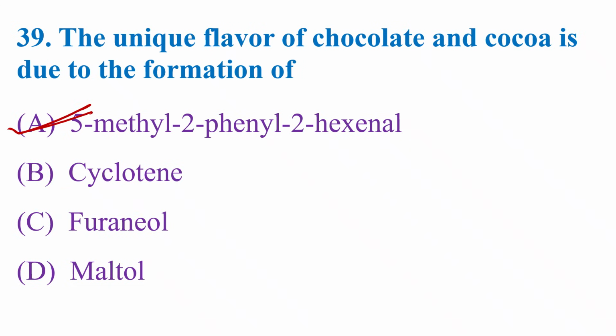Whereas cyclotene is a maple-like caramel or nutty smoky taste. Furaneol is basically a fruity caramel strawberry-like taste. And maltol is a sweet caramel toasty cotton candy type taste. Maltol is found in roasted malts, bread, coffee, and furaneol in strawberries or pineapples, basically used in beverage industries. So over here, my correct option is option number A, that is 5-methyl 2-phenyl 2-hexenal.